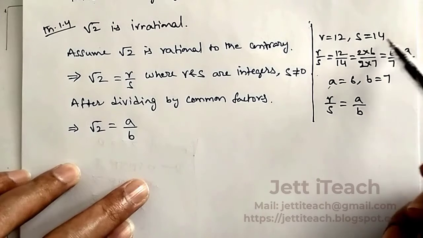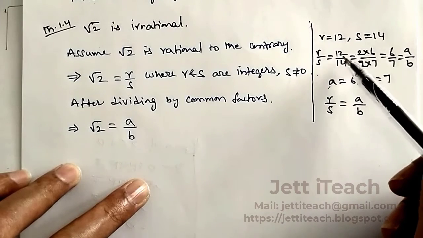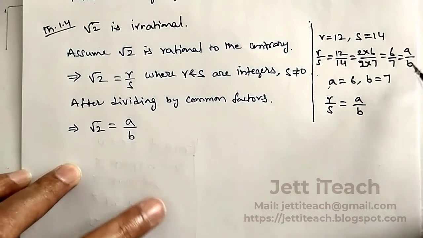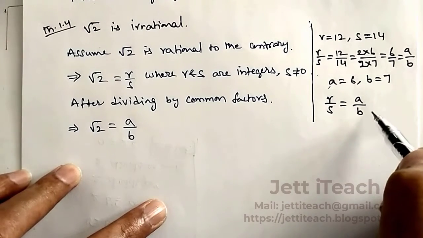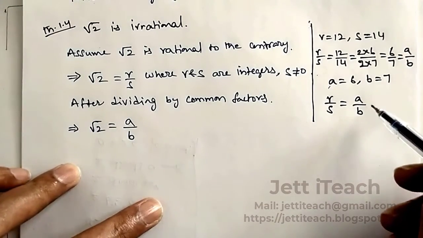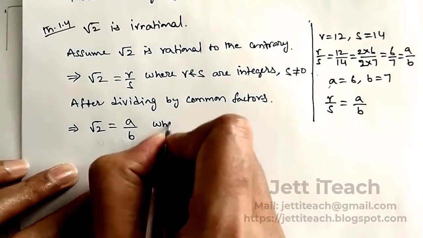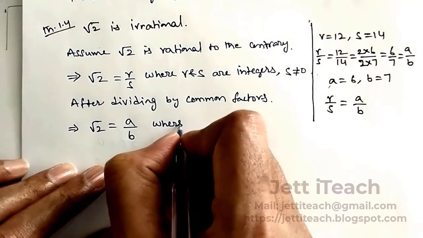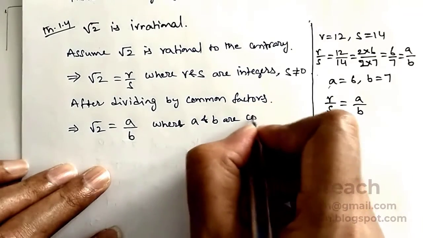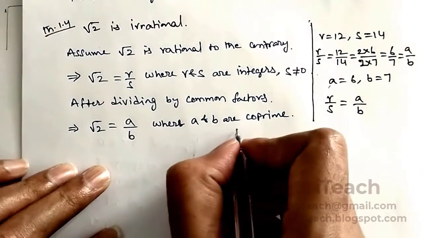Okay, r is 12, s is 14. I wrote r by s and divided r and s by a common factor 2. I got 6 by 7, that is a by b. Here a and b are co-prime. Co-prime means there are no common factors for a and b, where a and b are co-prime. So again b is not equal to 0.